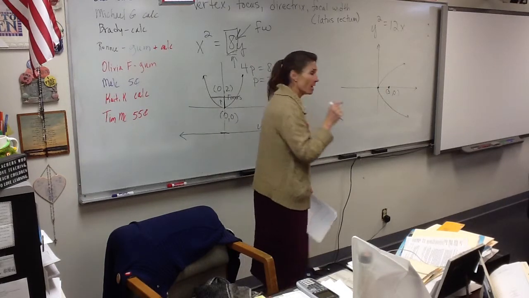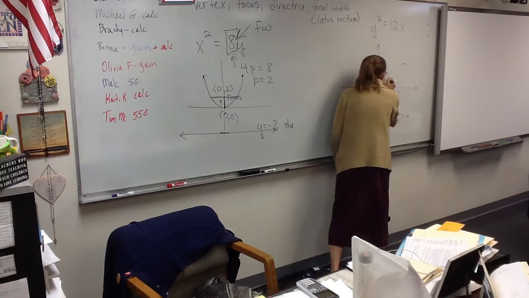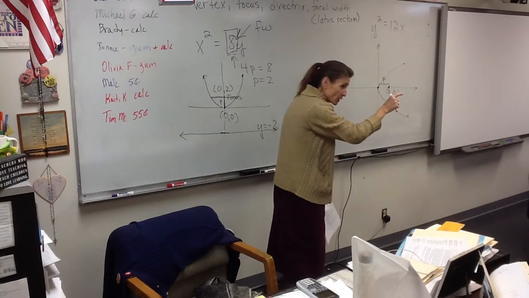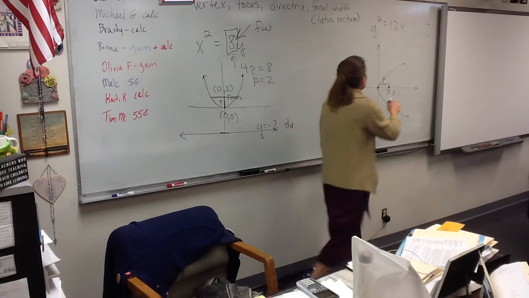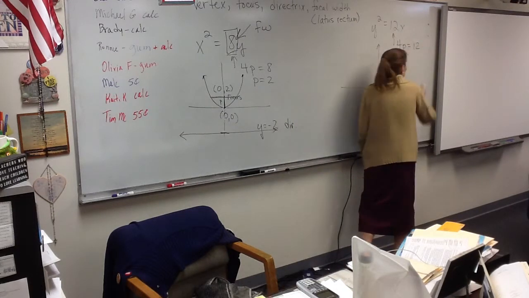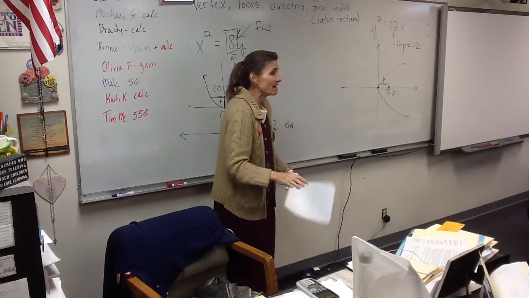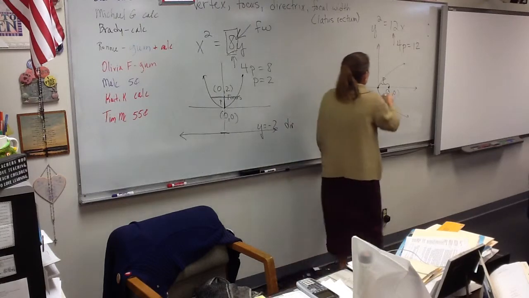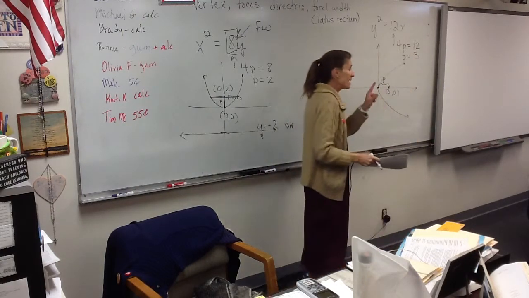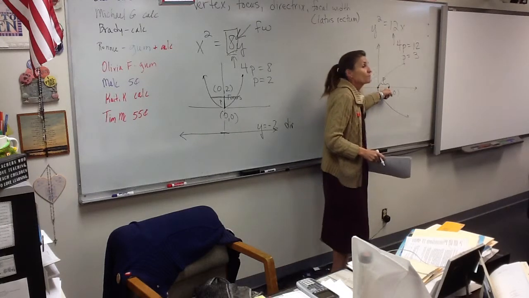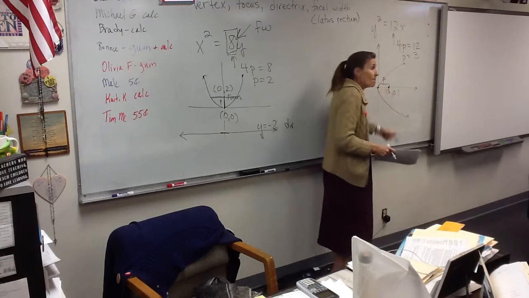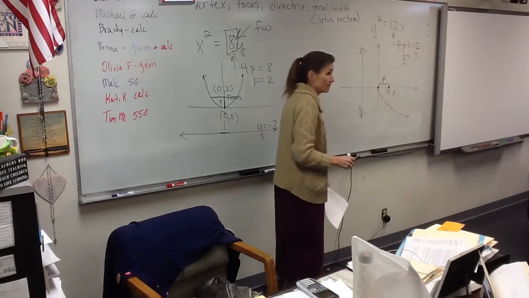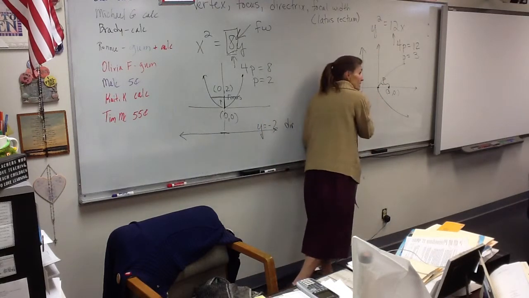You are right because this distance they call P. You need to figure out what P is so you know how far to go. Every time this number will be 4P. It'll never be anything else. So if 4P is 12, P must be 3. That tells me I'm going to go 3 units to get my focus. I'm also going to go 3 units to get my directrix. I'm going to back up 3.